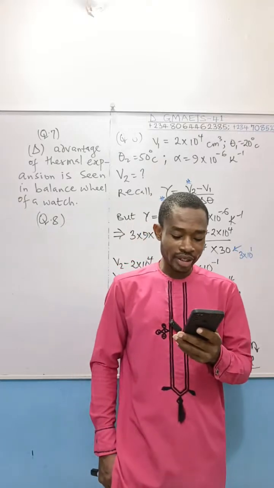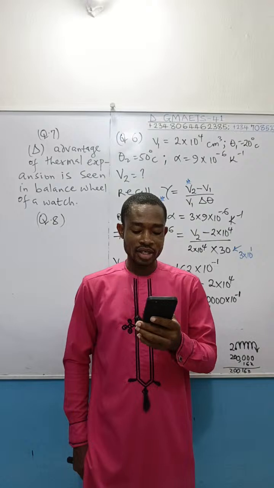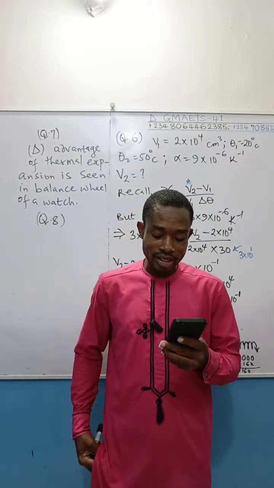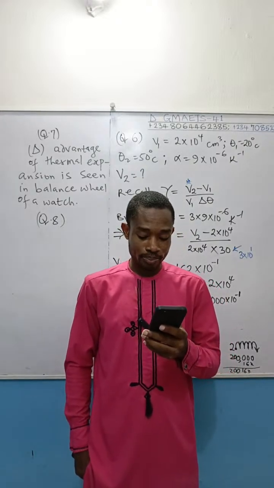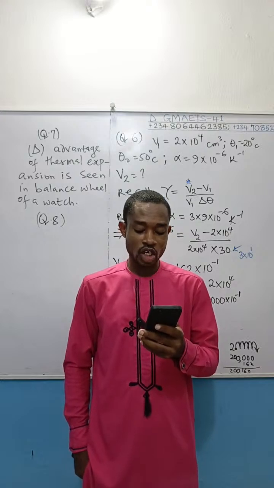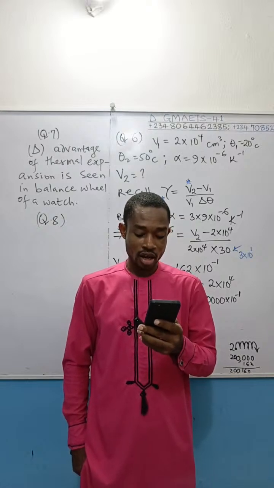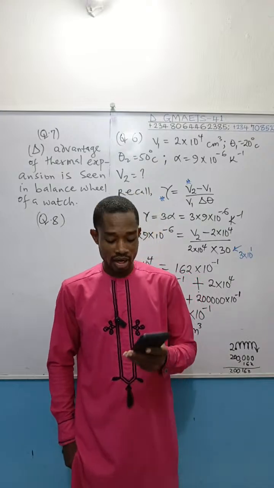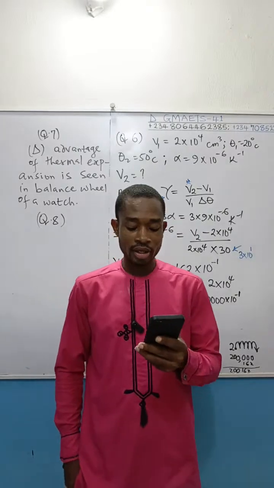Which of the following is an application, rather, not expansion? Which of the following is an application of expansion in metals? A. Bimetallic strip. B. Compensated wheel of a watch. C. Temperature control in an electric iron. D. Sagging of telegraph wire. The correct answer is bimetallic strip. It is an application of expansion in metals.